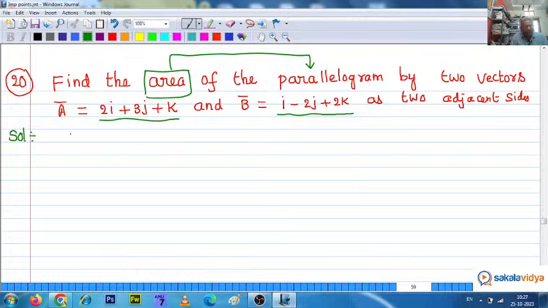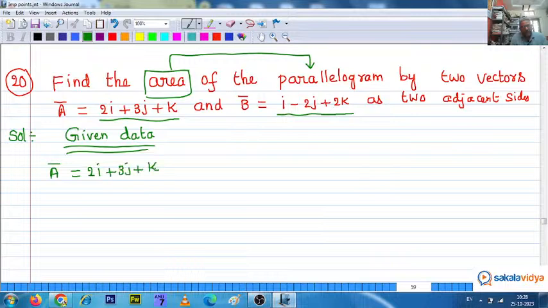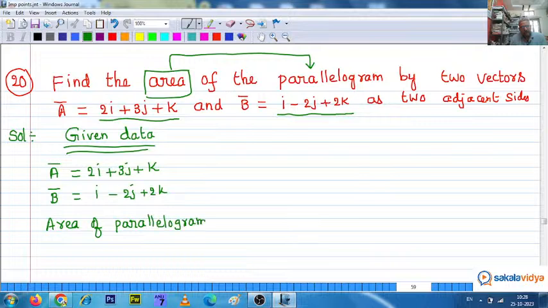Solution. Given data: A bar is equal to 2i plus 3j plus k, B bar is equal to i minus 2j plus 2k. Next, the area of the parallelogram is equal to the modulus of A cross B.